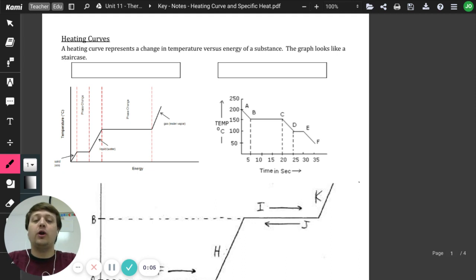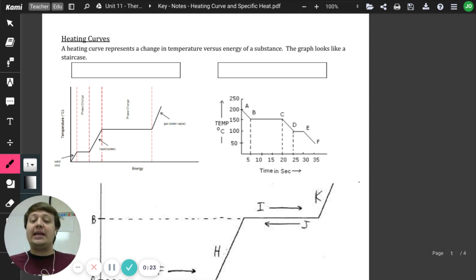So today we are going to be continuing our notes on thermochemistry in Unit 11. And in this set of notes, we are going to cover the heating curve and specific heat. All right, so let's go ahead and dive on into this. So first off, the heating curve.